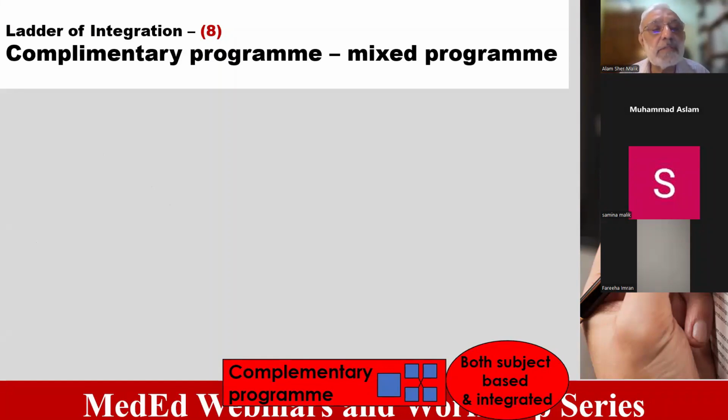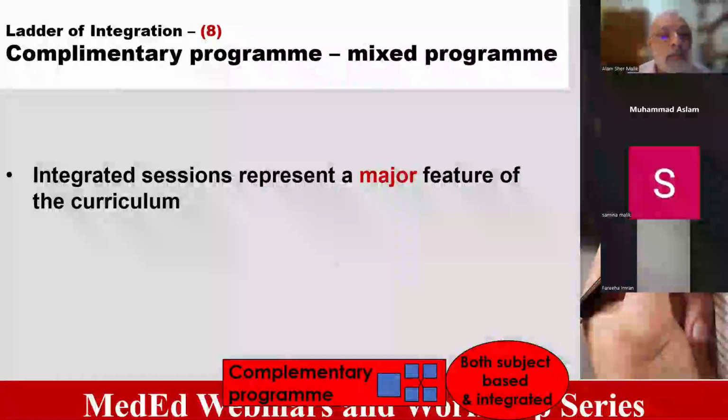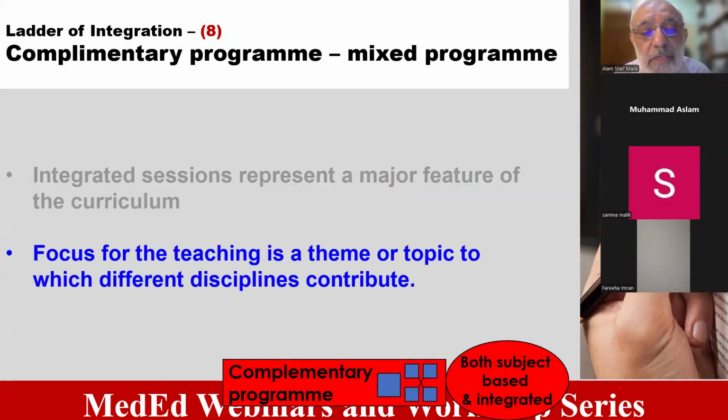The 8th level, which is the complementary program or mixed program. I am talking from 8 to 10 because most of the medical schools are practicing at that level. So in a complementary program or mixed program, the integration sessions present a major feature of the curriculum. The significant part of the curriculum is taught through integrated sessions, and the focus of teaching is a theme or a topic to which different disciplines contribute.